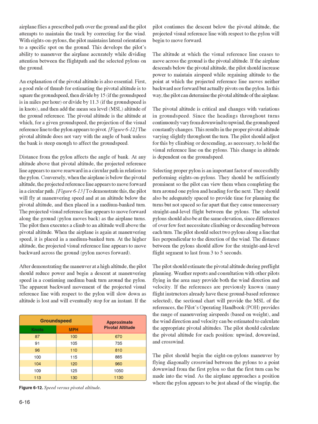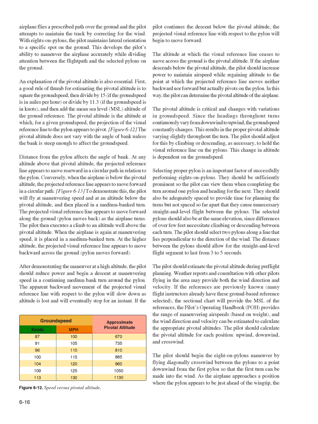If the airplane descends below the pivotal altitude, the pilot should increase power to maintain airspeed while regaining altitude to the point at which the projected reference line moves neither backward nor forward but actually pivots on the pylon. In this way, the pilot can determine the pivotal altitude of the airplane. The pivotal altitude is critical and changes with variations in ground speed. Since the headings throughout turns continuously vary from downwind to upwind, the ground speed constantly changes. This results in the proper pivotal altitude varying slightly throughout the turn.